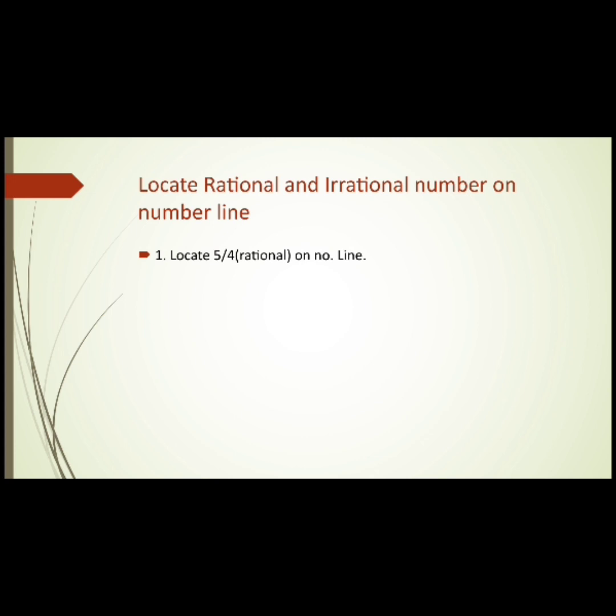So let us see this. 5 upon 4 can be written as 1 plus 1 by 4. What you can see from here is that 1 is a whole number and 1 by 4 is a fraction. So what you have to do is locate 1 and then 1 by 4 on a number line.